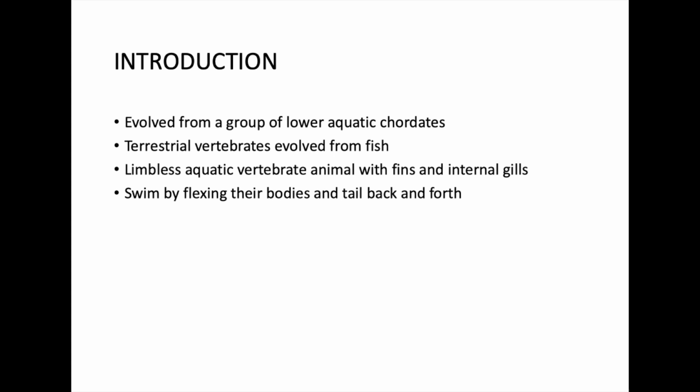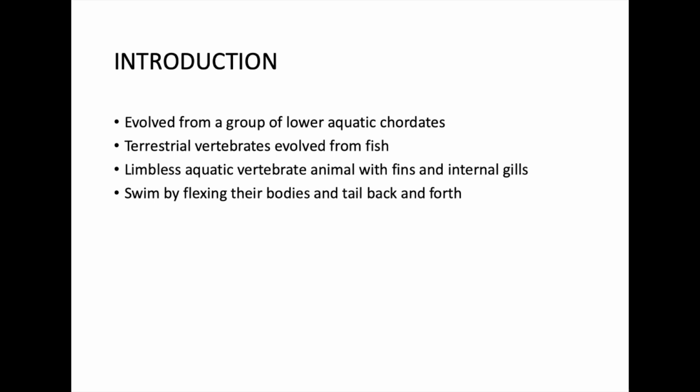Fish can be assumed as earliest vertebrate that can be found in freshwater and saltwater of the world. The fish evolved from a group of lower aquatic chordate, while the terrestrial vertebrate evolved from the fish. Fish is the limbless aquatic vertebrate animal with fin and internal gills that allow the fish to live in the water.